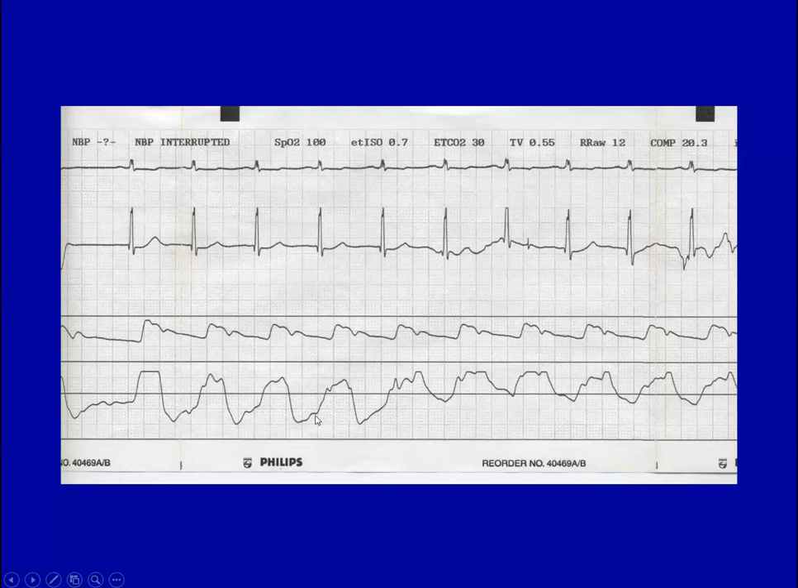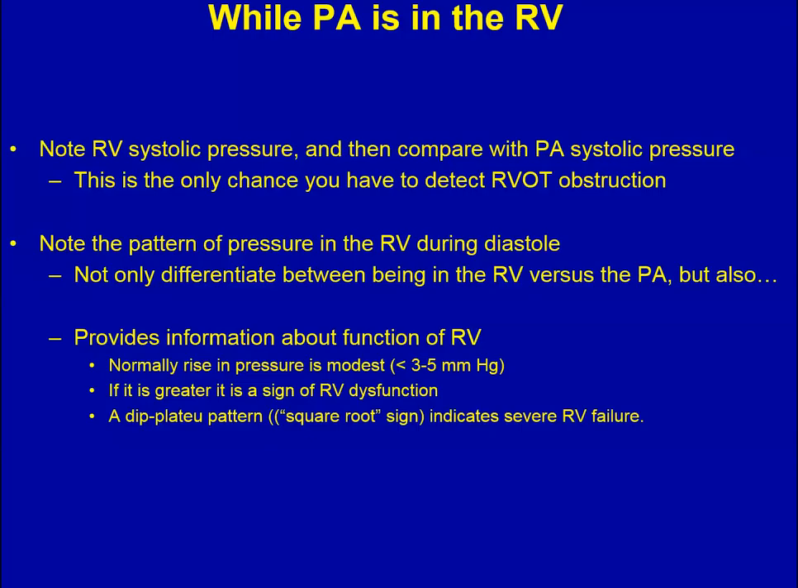This again shows a continuous tracing of a patient in which the PA catheter was passed, and here you see the rising slope in the right ventricle and the declining slope in the left ventricle in the PA. While it's in the right ventricle, you should note the right ventricular systolic pressure and compare this with the PA systolic pressure. This is the only chance you have to detect right ventricular outflow tract obstruction.